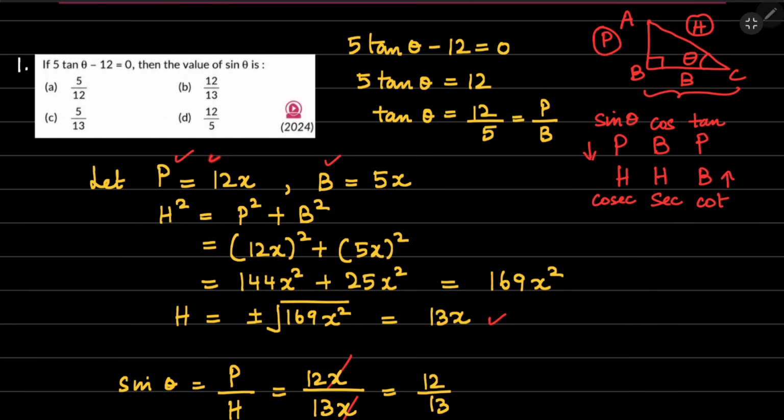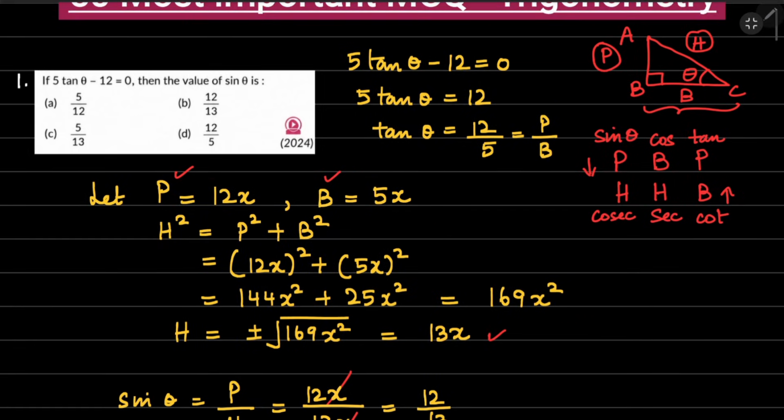If you are given any 2 sides, you can find the third side using the Pythagoras theorem. And if you know the 3 sides of a right angle triangle, you can calculate all of these 6 trigonometric ratios. So for this question, the correct answer is option B, that is 12 by 13.